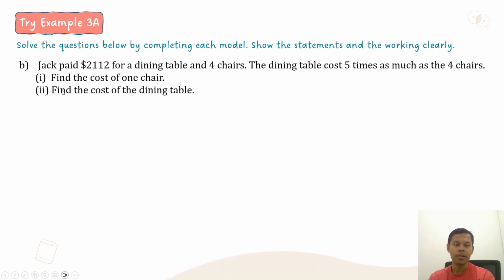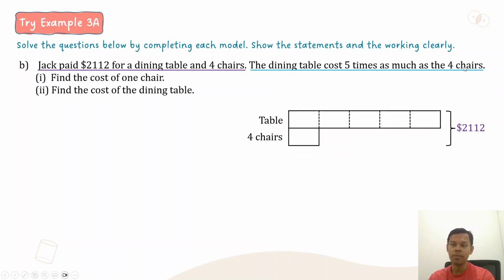Right? Next question. Jack paid $2,112 for a dining table and 4 chairs. The dining table costs 5 times as much as the 4 chairs. Find the cost of 1 chair. Okay? So, by reading the first sentence here, we can draw a dining table and 4 chairs. The dining table costs 5 times as much as the 4 chairs. So, we need to extend the box for the table, which is 5 times as much as the 4 chairs. Okay, don't get confused with the 4 chairs. It doesn't mean we need to draw 4 boxes. We just need to draw 1 box, which is enough.